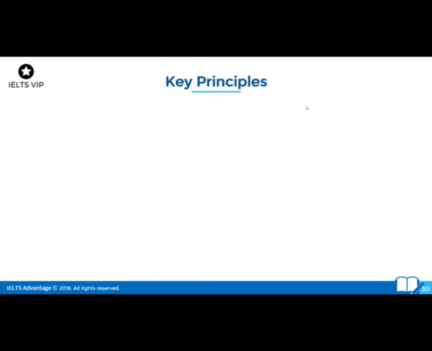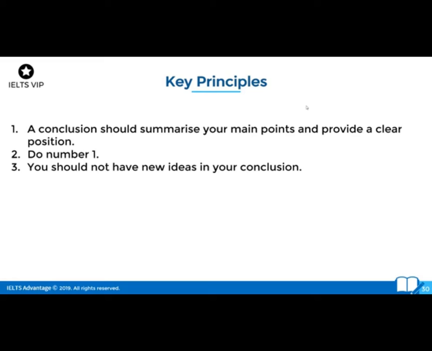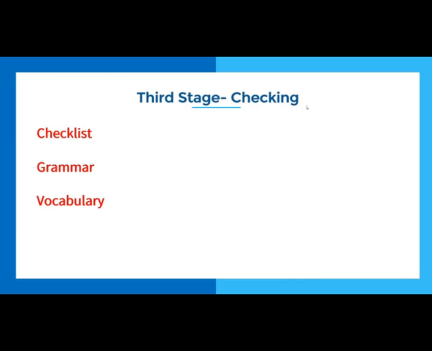Some key principles for writing a conclusion. A conclusion should summarize your main points and provide a clear position. Do number one. Just do that. Don't do anything else. And you should not have new ideas in your conclusion. You shouldn't be adding in future predictions and stuff like that. You can do that, but make sure they're actually related to what you wrote about. And just avoid doing it, in fact, because it doesn't actually add anything to your essay. Just keep it simple, follow the basics, follow the fundamentals.